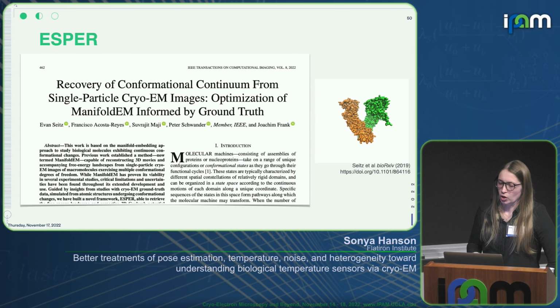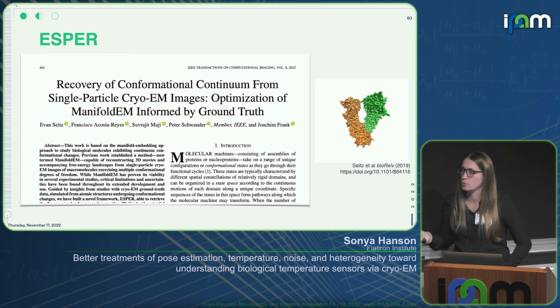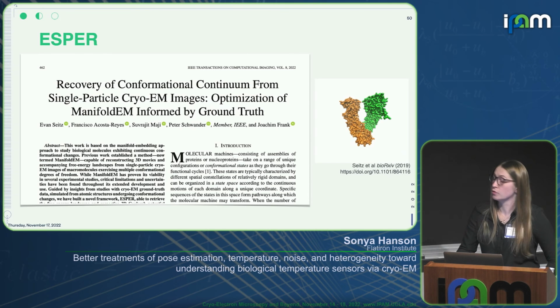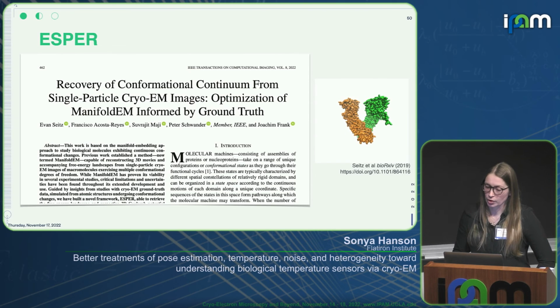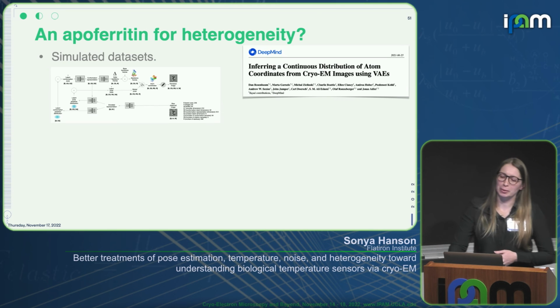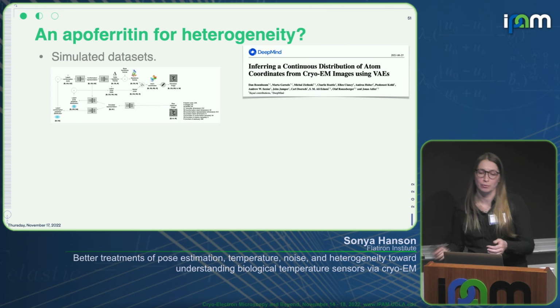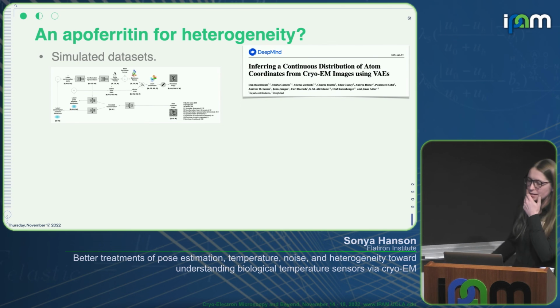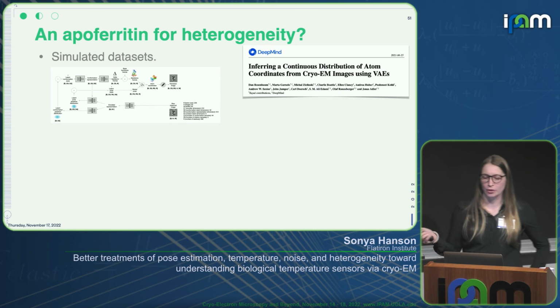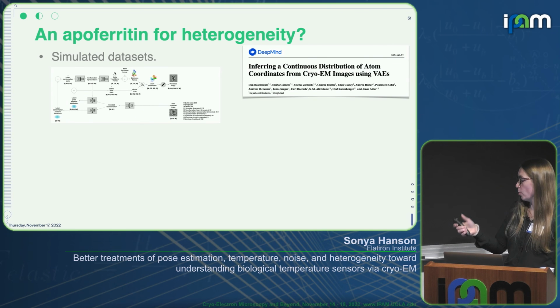And basically, the use of simulated data sets here was crucial to trying to improve manifold embedding so that they knew they were getting the ground truth free energy landscape back in the results from manifold embedding. And so here I'm going to echo what Pilar was saying, that it'd be great if we can have an apoferritin for heterogeneity, and I think both in the sense of simulated data sets and experimental data sets. So generating even better simulated data sets where we have real heterogeneity, for example, from MD.